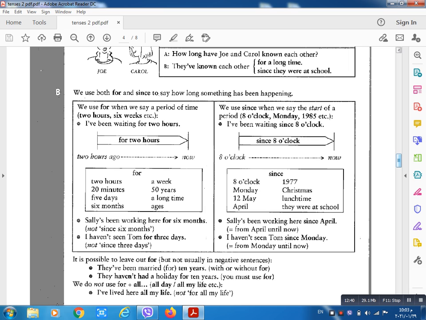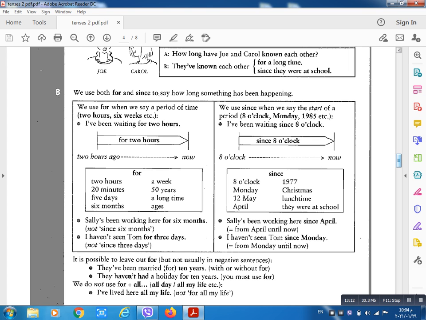Let's go back to the beginning of the diagram. We use for when we say a period of time. Both of them are used with periods of time. See? 2 hours, 6 weeks, etc. I have been waiting for 2 hours. So when I give the whole period of time, see, the whole period of time, for example, I have been waiting for you 2 hours, I haven't mentioned since when I have been waiting for you.